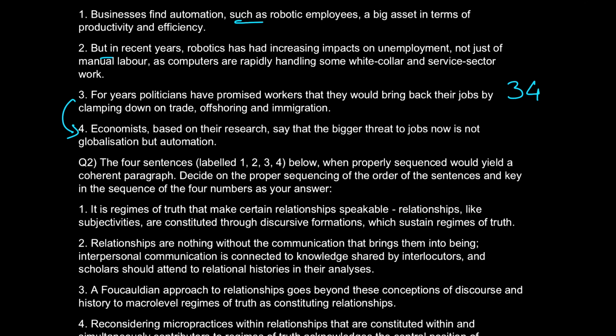Now remember, the new problem is not globalization but automation. So since the new problem is automation, we need a connection with automation itself. All right, so here comes automation. Number one, where businesses find automation, robotic employees, a big asset in terms of cost. So we got our continuation. But in recent years, robotics. So the perfect combination is 3 4 1 2.